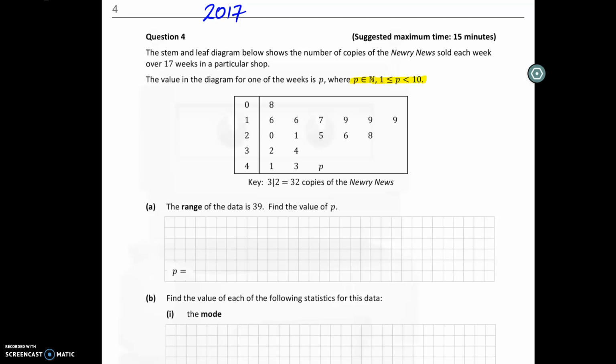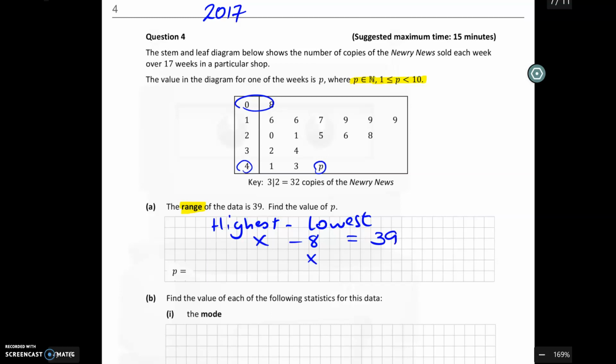In part A, we're told what the range of the data is. So what is the range? The range is the highest take away the lowest. So we don't know what the highest number is. We know that it's 40 something, so we'll just call it X. But the lowest number is 8, and we know that the range is 39. So that must mean that X is equal to 47. So P is equal to 7.